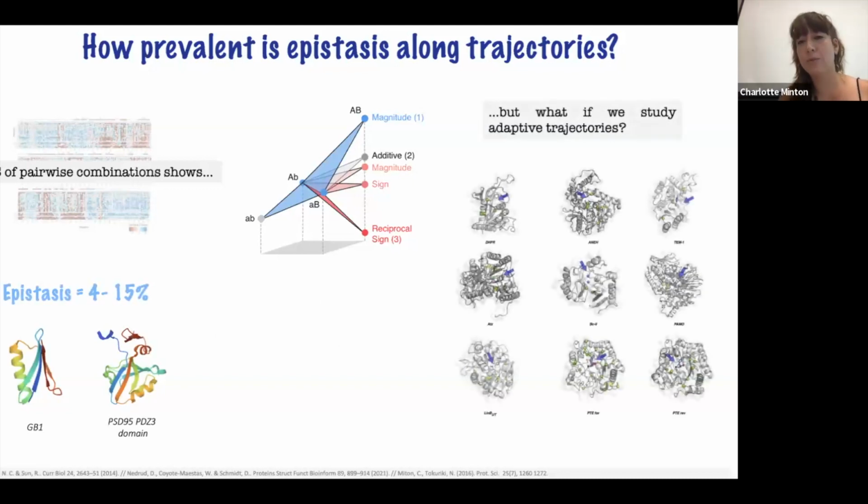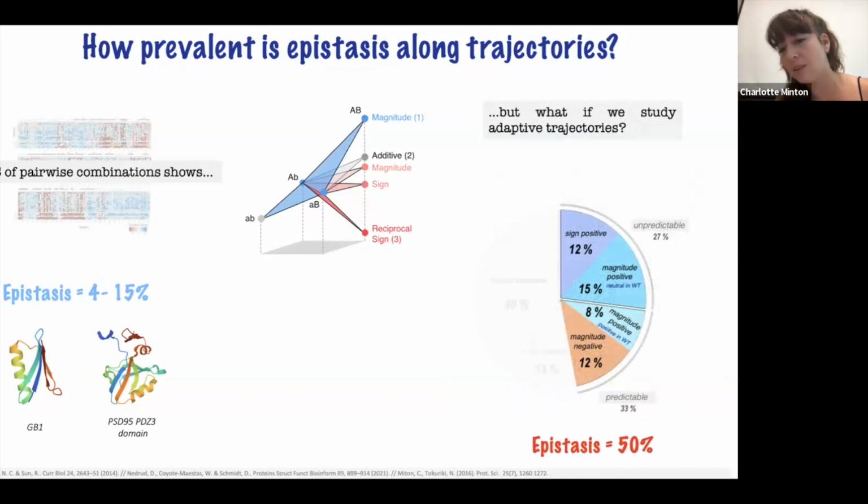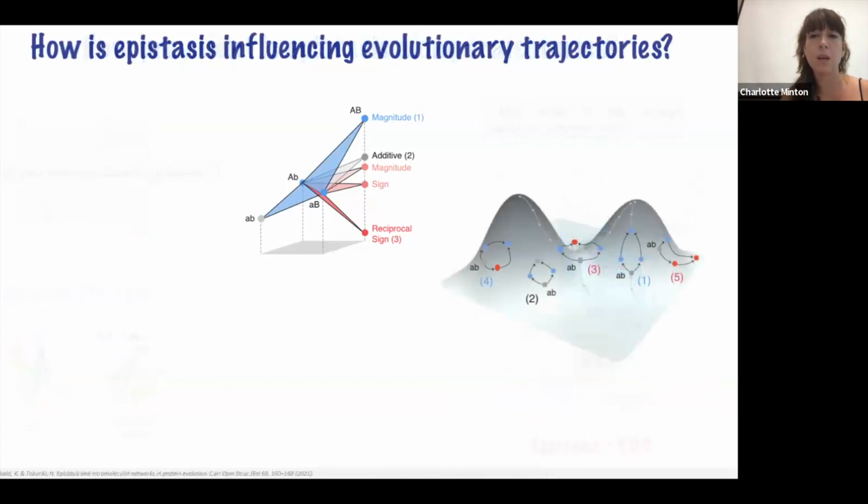When we look at adaptive trajectories, where mutations are selected by evolution, we see that contrary to this, epistasis represents about 50% of all the combinations. So along evolutionary trajectories, with selection by natural evolution or in the laboratory, epistasis is much, much more prevalent. The consequence is that if we go back to our fitness landscape format and we want to climb a peak, combinations of mutations that can be positive, for example, in this more dramatic case, can result in a deleterious effect. And we will just end up diving into this valley and not being able to climb this fitness peak anymore.